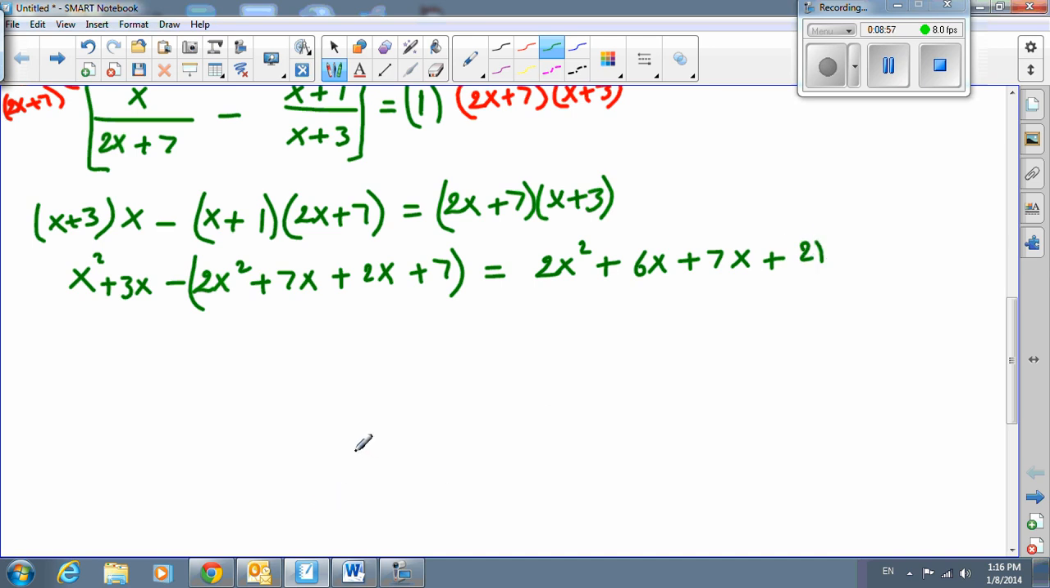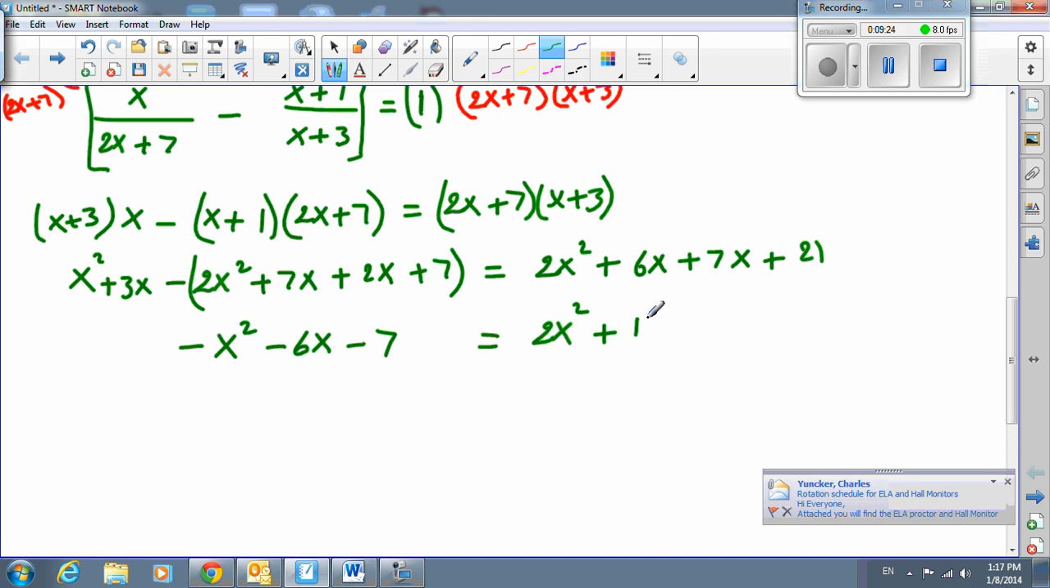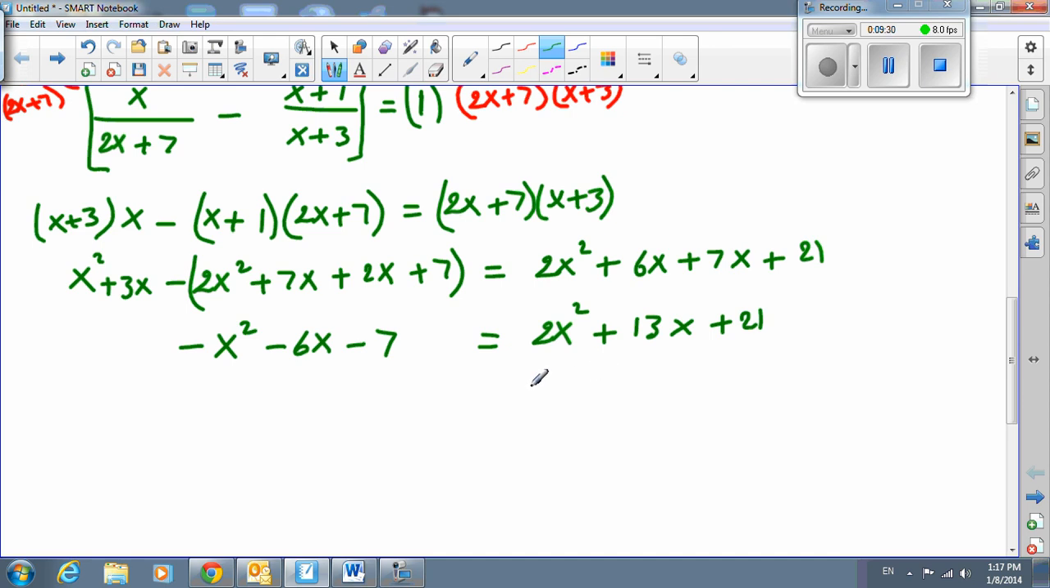From here, I will combine like terms. If you notice, this negative will distribute, and I'll be left with negative x squared. I have a 3x here, minus 7x minus 2x will leave me with negative 6x. And I have this negative times this 7 will give me negative 7. On the right side, I will have 2x squared plus, combining these two will give me 13x, and I still have the 21. Well, I can move everything to the right side and say 0 is equal to, moving this here will give me 3x squared. Moving the negative 6x to this side will give me a 19x. And moving the 7 to this side will give me 28.